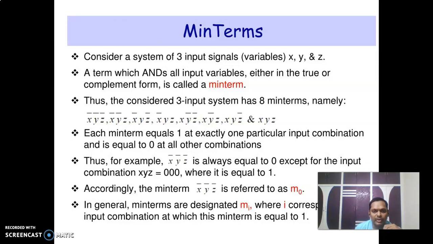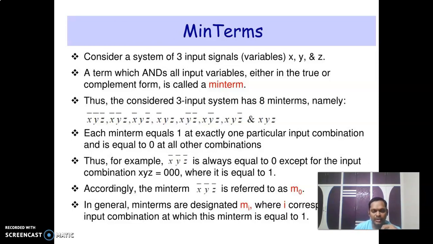An example of minterms: if we take any three input variables, that is x, y, and z, the three input variables have a total of 2 power 3, that means 8 minterms. That may be x bar y bar z bar, x bar y bar z, x bar y z bar, x bar y z, x y bar z bar, x y bar z, x y z bar, and x y z. It is basically 2 power 3, meaning it has 8 minterms.